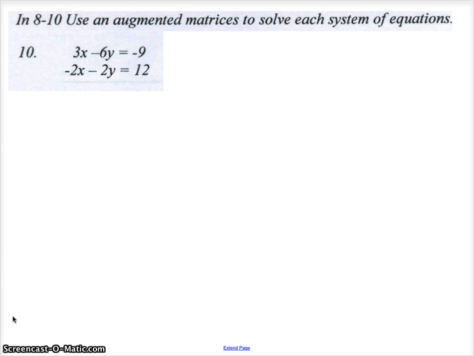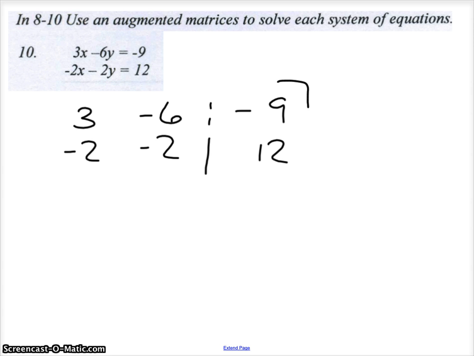Question 10. Use an augmented matrix to solve the following system of equations. So the first thing to do is to actually write out our augmented matrix. Again, the augmented matrix is simply the coefficients of our two equations here. So we're going to have 3, a -6, and a -9. The second row will have a -2, a -2, and a 12. The line is for the equal sign, and we're off.